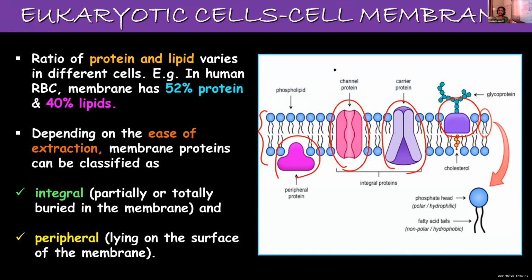Once again, I will repeat: plasma membrane is made up of proteins, lipids, and also carbohydrates. The proteins present can be categorized into two main types depending upon the ease of extraction, how closely they are associated or attached with the bilayer: peripheral proteins and integral proteins. As the name suggests, peripheral proteins are not fully embedded. Instead, they'll be present in the peripheral region of the membrane, whereas integral proteins will be partially or fully embedded in the membrane.